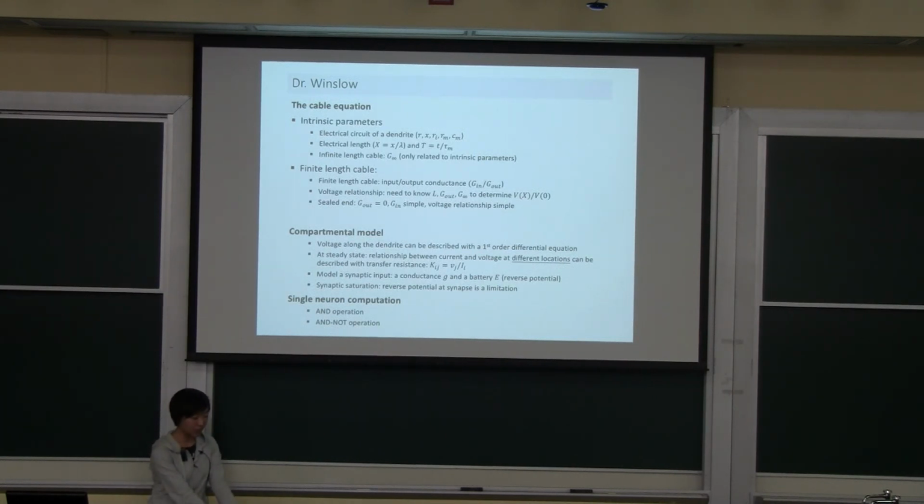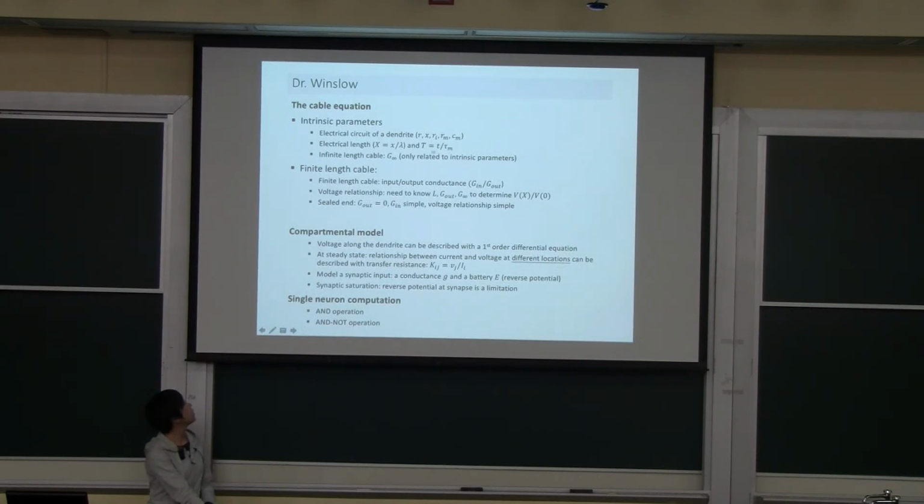But the key point is to know what each of the parameters is. For example, this Ri means the resistor along the axial direction, Rm means the membrane resistor across the membrane, and Cm is a capacitor across the membrane. You also have this electrical length, which is the actual length divided by a length constant, and this capital T, which is the actual time divided by a time constant.